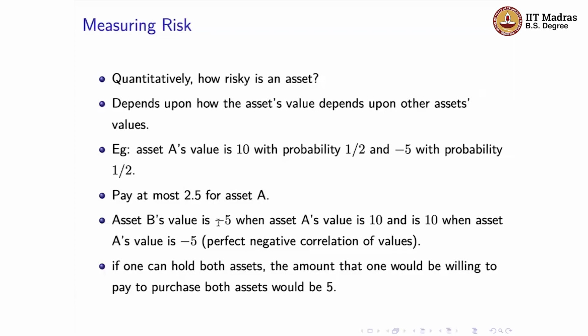So again, if you add up, you get a value of 5 again, right? So by combining the two assets, you have basically made a risk-free asset, right? And so in that case, you would be willing to purchase both the assets by paying a price of 5, which is more than what you would have paid if you were to individually think about how much you were willing to pay for each of these assets in isolation, right?